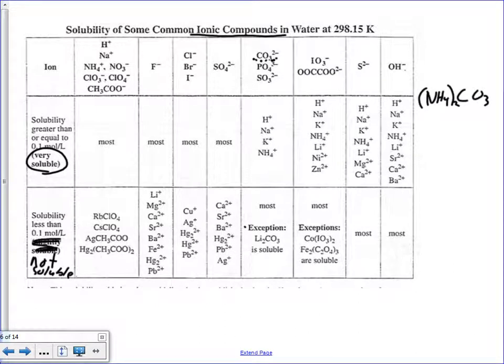Looking at this then, I see that when carbonate is with ammonium, it is very soluble, as are most ammonium-containing compounds. Most compounds that contain ammonium are soluble in water. Everybody follow me there? See how that kind of works? So if we always look for the negative compound and match it up, if it's in the first row, it's soluble. If it's in the second row, it's not.